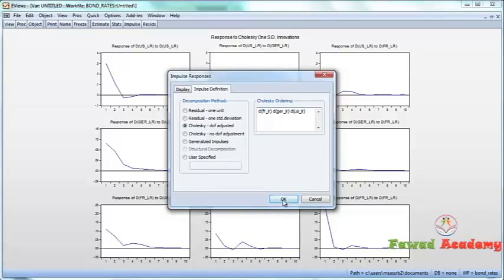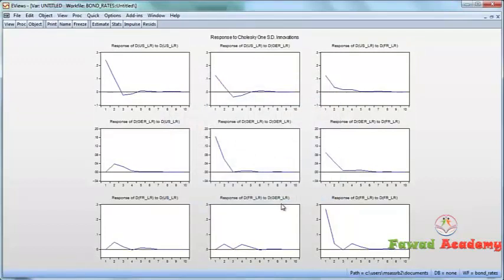Now we click OK, and we can see that we get quite some change. Firstly, let's see what we have imposed with this Cholesky decomposition. We still have in the first row the US equation, second row Germany equation, third row France equation, first column responses to US shocks, second column responses to Germany shocks, and third column responses to French shocks.